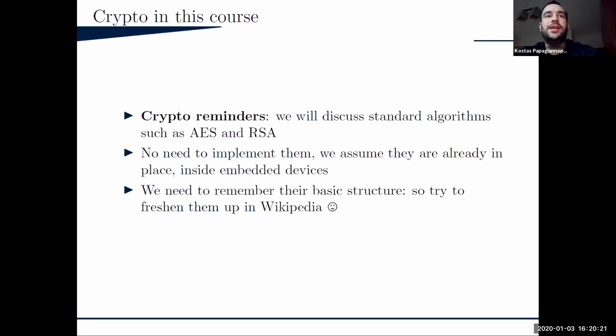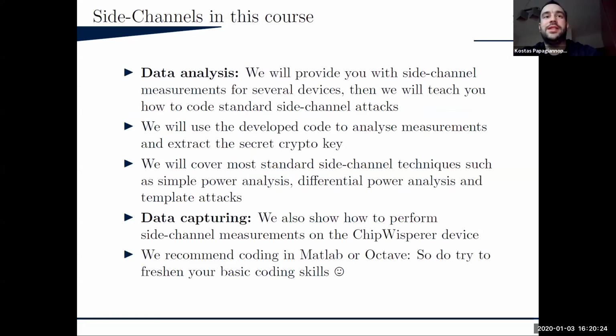The second thing is side channel in this course, and there are two parts. First, we cover quite a lot of data analysis. We give you side channel measurements, specifically power measurements and electromagnetic emission measurements. We will not give you an automated tool that does a side channel attack. We will teach you how to code, and we will use this code to analyze those side channel measurements in order to extract the crypto key. For every assignment that we do, there is some reward in the end.